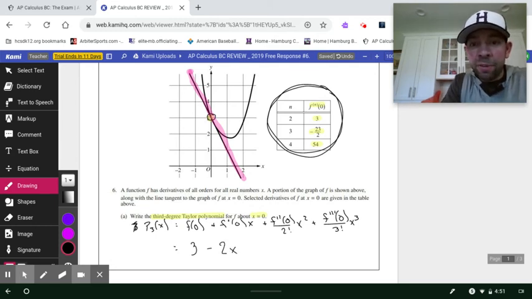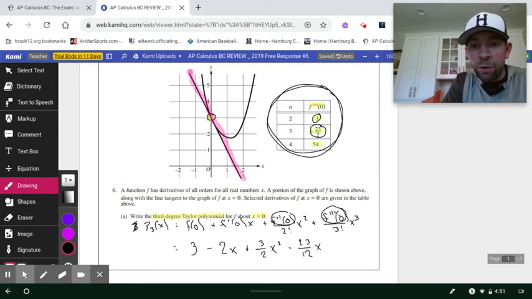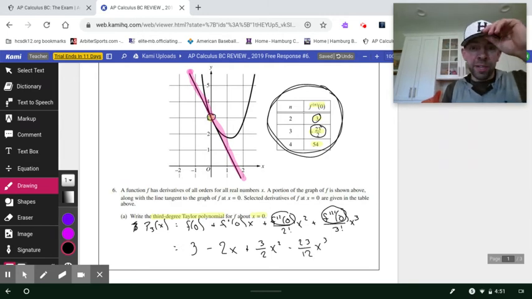Now the second derivative that I need right here is going to be this 3. So I've got plus 3 halves x squared. And then last but not least, that third derivative is going to be the negative 23 halves divided by 3 factorial, or 6, which is going to make negative 23 twelfths x cubed. And that's my final answer right there.